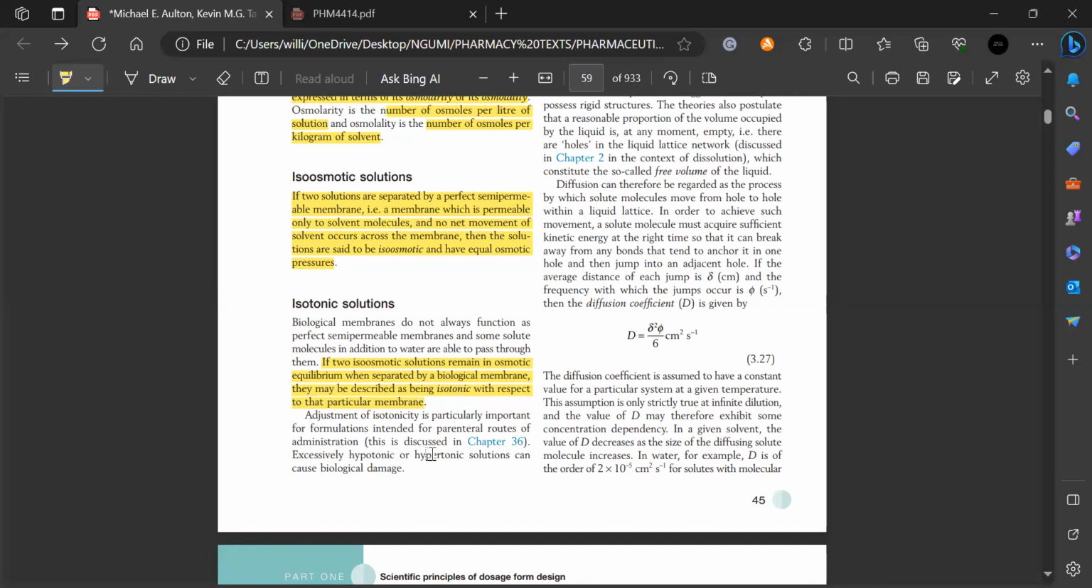Hypertonic, obviously, we know it means a huge number of osmoles, and hypotonic is the one with a smaller number of osmoles.